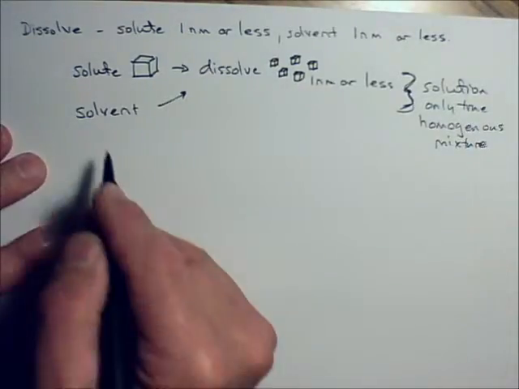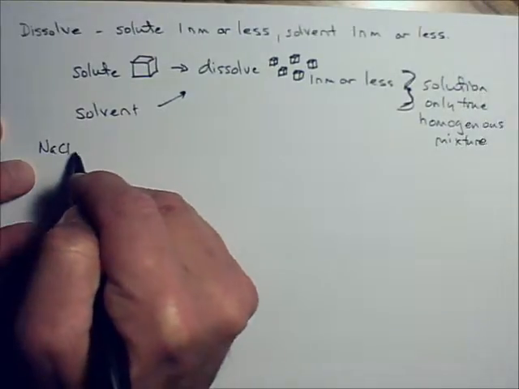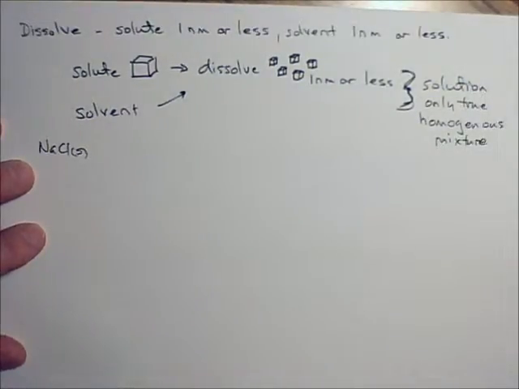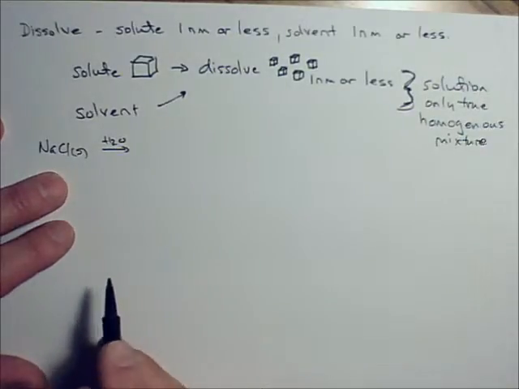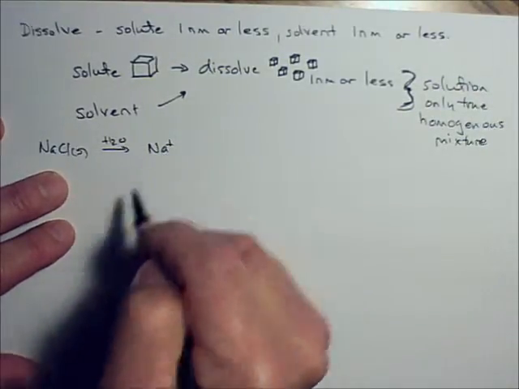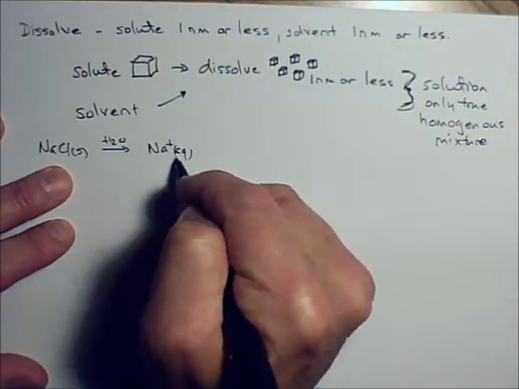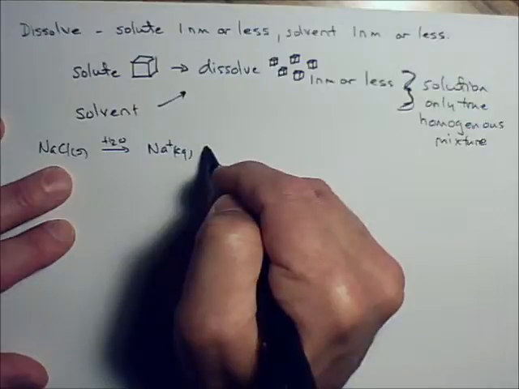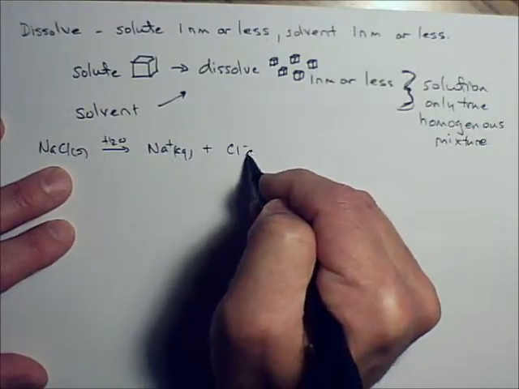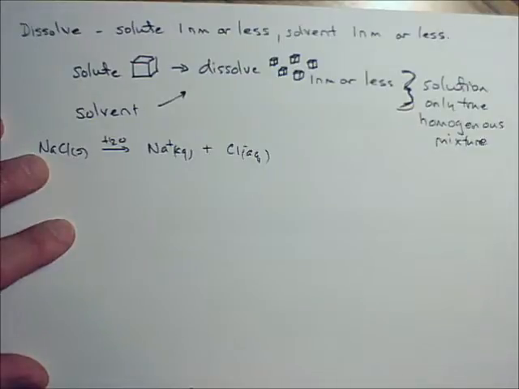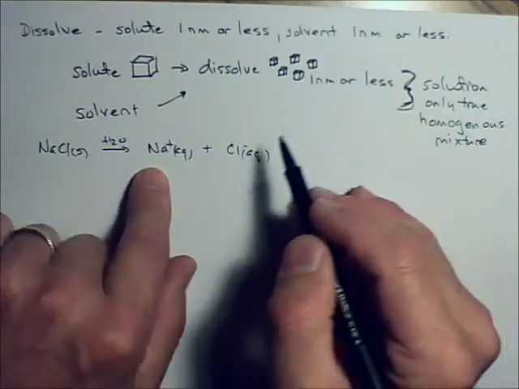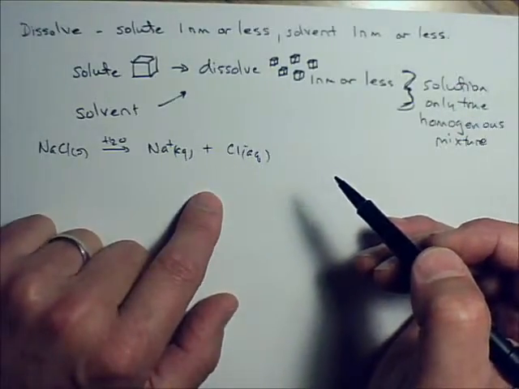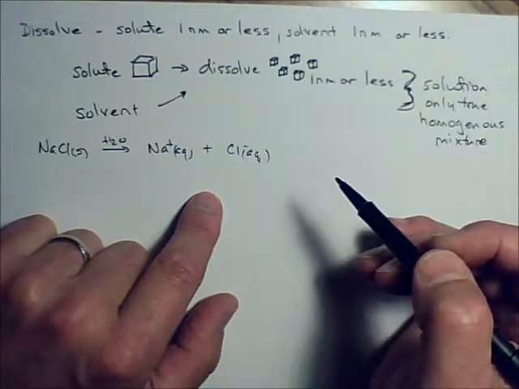So if I'm dissolving table salt, which is NaCl, I'm starting out as table salt like you have in your salt shaker, and you shake it into some water and you stir it up. In order for it to be a true solution, we're breaking up those individual sodium ions and surrounding those with water molecules, and individual chloride ions and surrounding those with water molecules. And those are far smaller than a nanometer in size. Both the water molecules and the sodium and chloride ions are smaller than a nanometer.